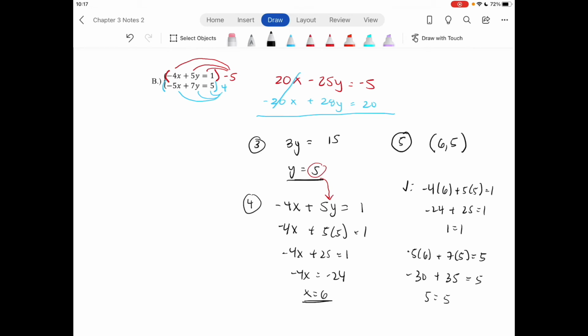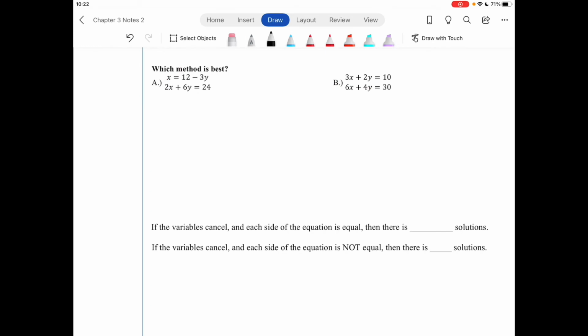The solution to this problem is 6, 5, and when we check, we do know we are correct. Sometimes you'll be asked to solve a problem using one method or the other, and sometimes you get to choose. So how do you know which method is best? In example A, we already have x solved for. So in a case like this, substitution would be great.